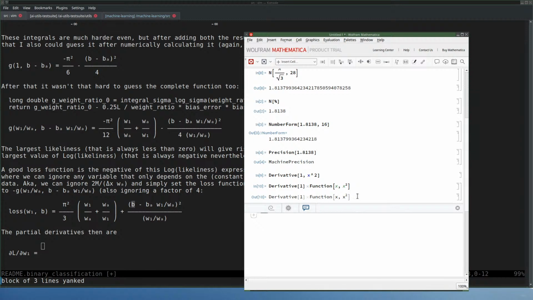Function. Oh, I forgot the extra things. Wait a minute. Not only function has brackets, but you need 2 brackets for the derivative itself. Now we get 2x. Oh, that worked. And then this is just the second derivative, I guess. So we get 2. Yeah, so we don't want that.